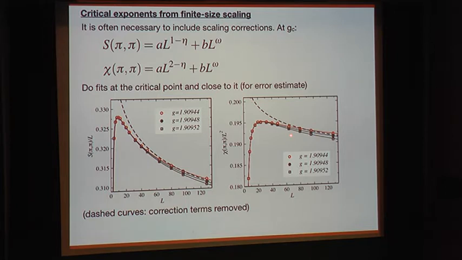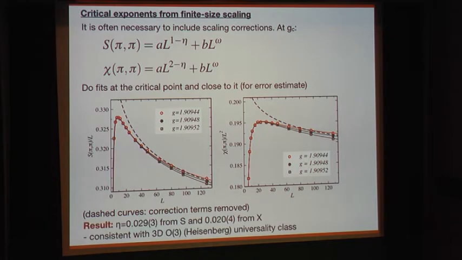And one can fit the data, including the corrections, and that's actually these curves that are shown here. So doing that, one can extract eta. The values are slightly different from the 2 quantities, but within statistical errors, they are okay, and they are very close to the best result from classical simulations for these exponents.